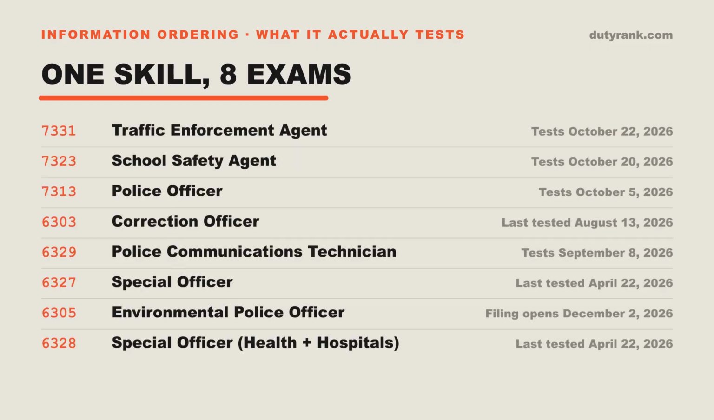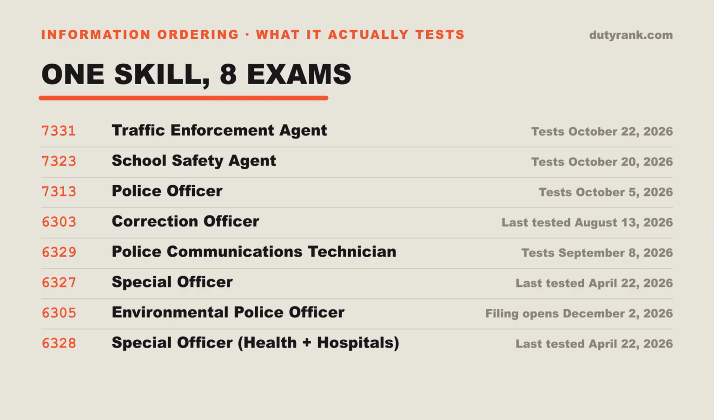Information ordering is not one exam's quirk. 8 New York civil service exams test it. Traffic enforcement agent, 7331. School safety agent, 7323. Police officer, 7313. Correction officer, 6303.